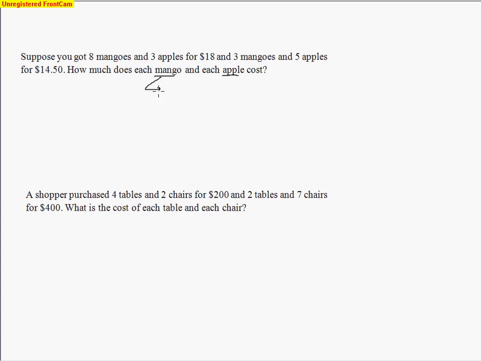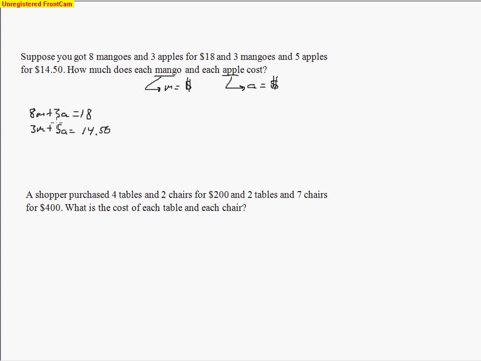So let's call M the cost of a mango, and let's call A the cost of an apple. And so we're going to set up the first equation. It goes this way: 8M plus 3A equals 18. 8 mangoes, 8 times the price of a mango, plus 3 times the price of an apple equals $18. The other equation would be 3M plus 5A equals $14.50. Again, we have 3 times the cost of a mango, 5 times the cost of an apple equals $14.50.